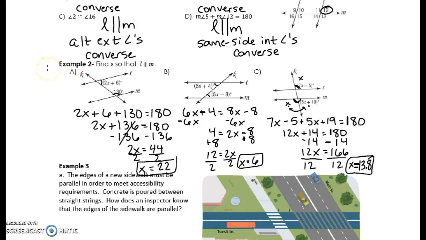That's really a quick overview of all the stuff that you learned in topic 7. If you have questions about any of this, feel free to email me or you can schedule a Google Hangout. Otherwise, hopefully that jogged your memory. The main thing that you got to know is which angle relationships are congruent, which ones are supplementary. Remember, the only one that's supplementary is same side interior angles.